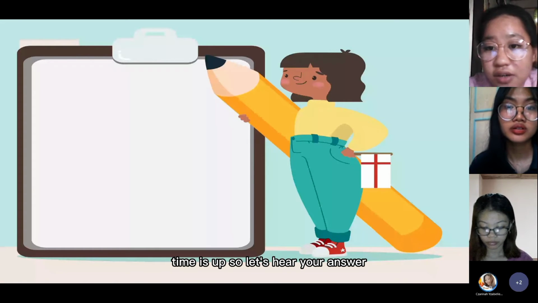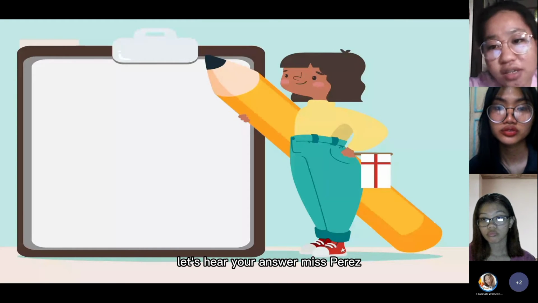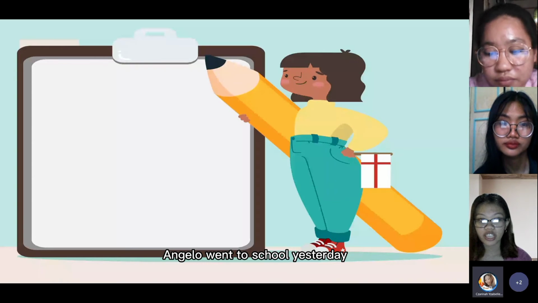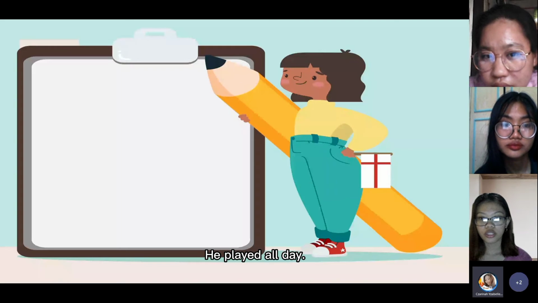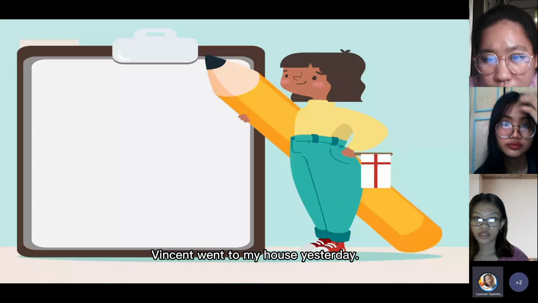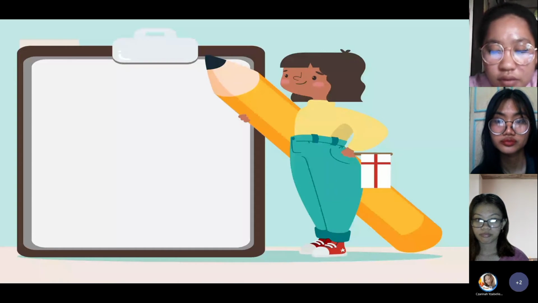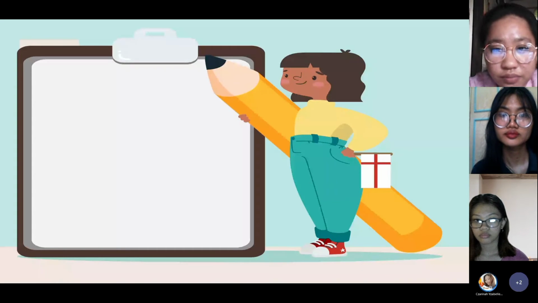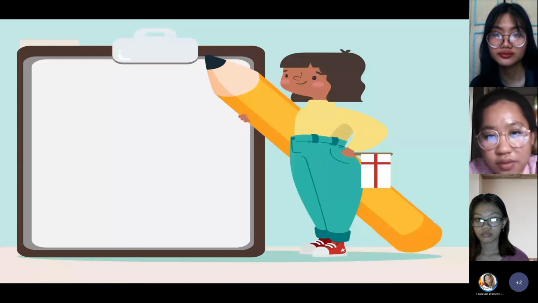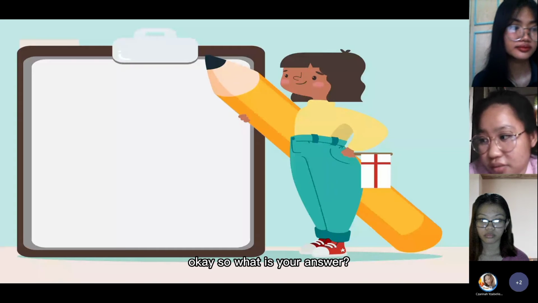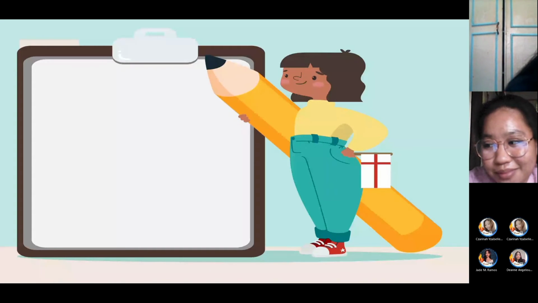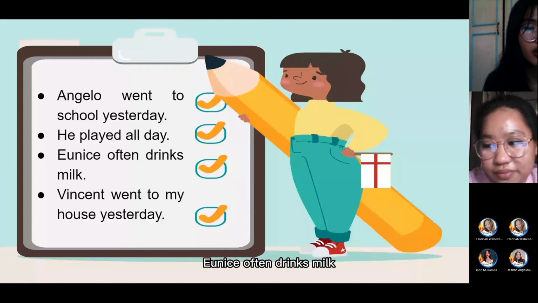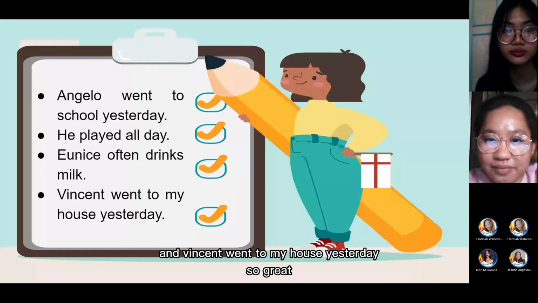Time is up, so let's hear your answer, Miss Perez. When she played all day, she milk at home. Vincent went to my house yesterday. Very good. Miss Ramos, is your answer the same as Miss Perez's answer? Yes, po, my answers are the same. Okay, so what is your answer? Angelo went to school yesterday. He played all day. Eunice often drinks milk, and Vincent went to my house yesterday. So great.